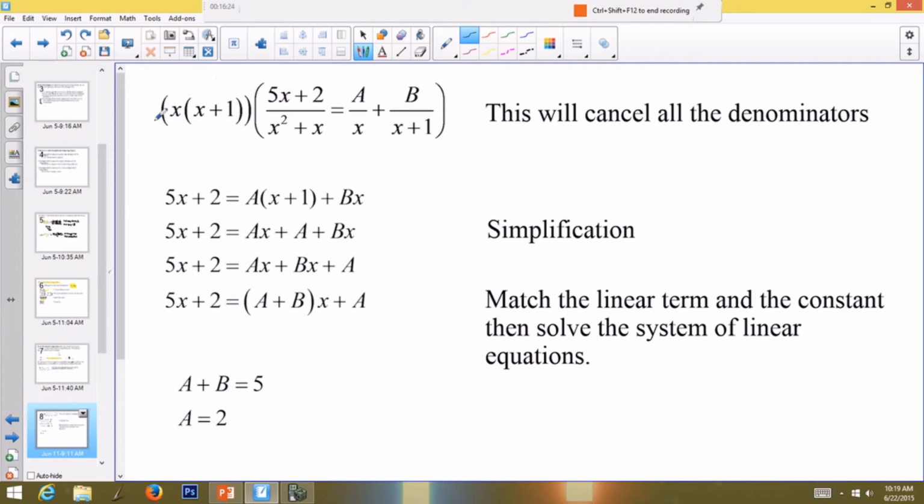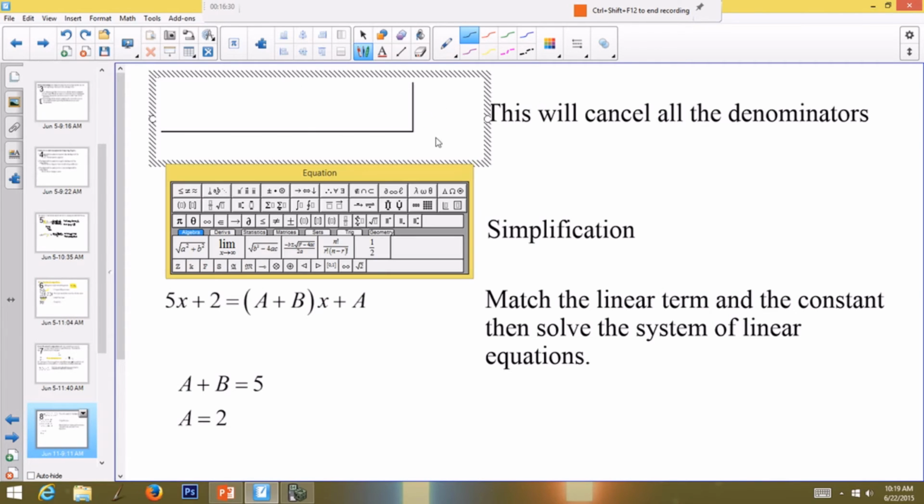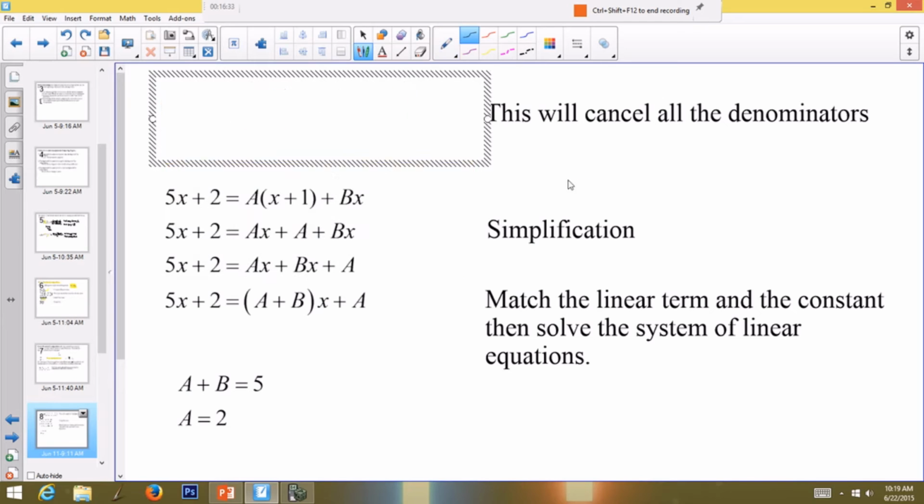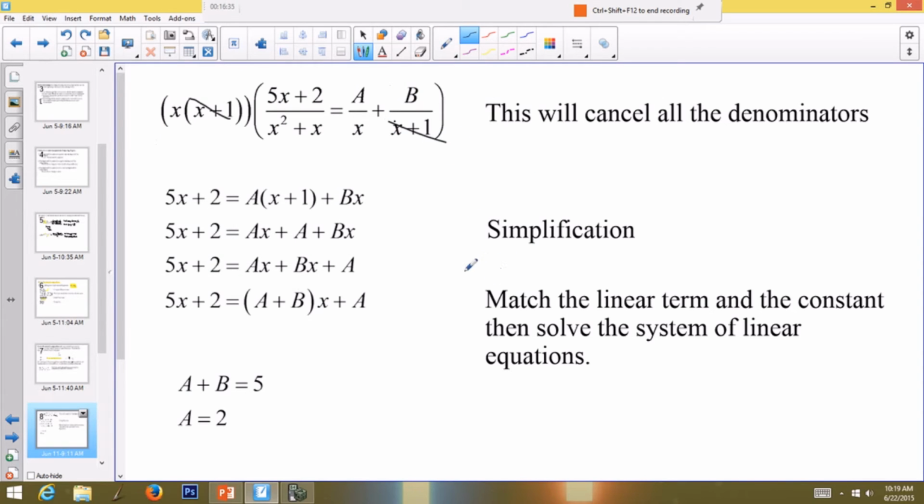Now, when I multiply x times x plus 1 times b over x plus 1, the x plus 1 and the x plus 1 cancel, and I'm left with x times b, which would be bx. All right, so I'm going to simplify a little bit. I'm going to distribute my a, so I have a times x and then a times 1, which gives me ax plus a. Simplify, and then here's what I'm going to do.